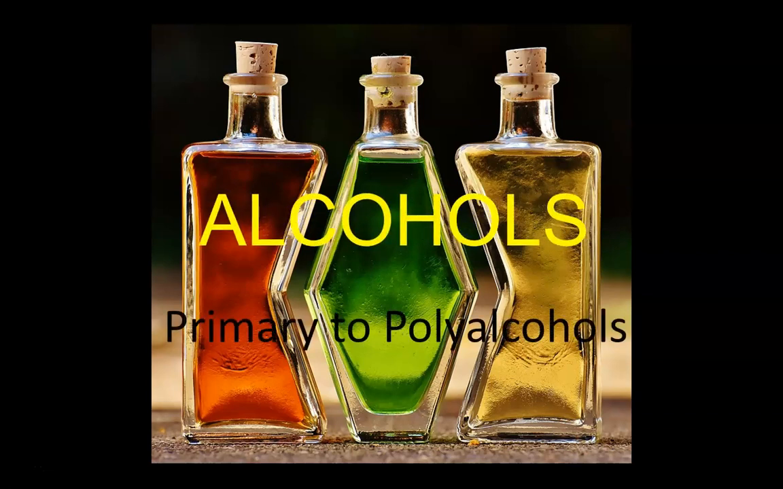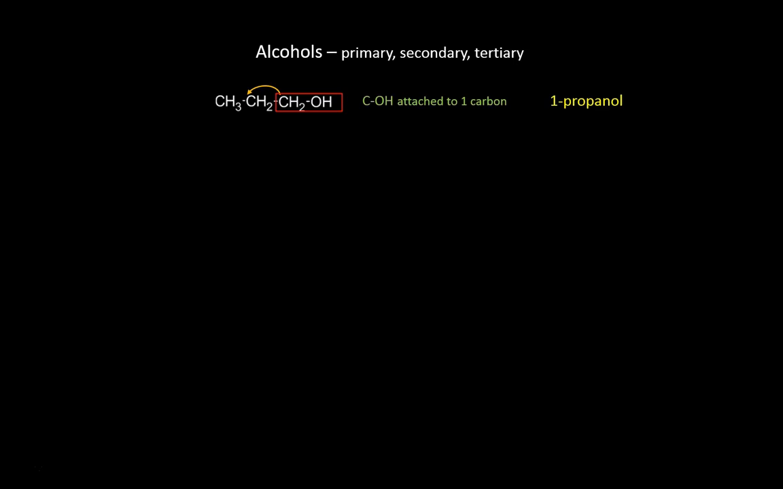Alcohols, primary to polyalcohols. Let me start by explaining what is meant by primary, secondary, and tertiary alcohols. Here we have 1-propanol. The hydroxyl group is attached to carbon number 1, which is itself attached to one other carbon. C-OH is attached to one carbon. We call this type of alcohol a primary alcohol, which is symbolized like this, 1 with a degree symbol.